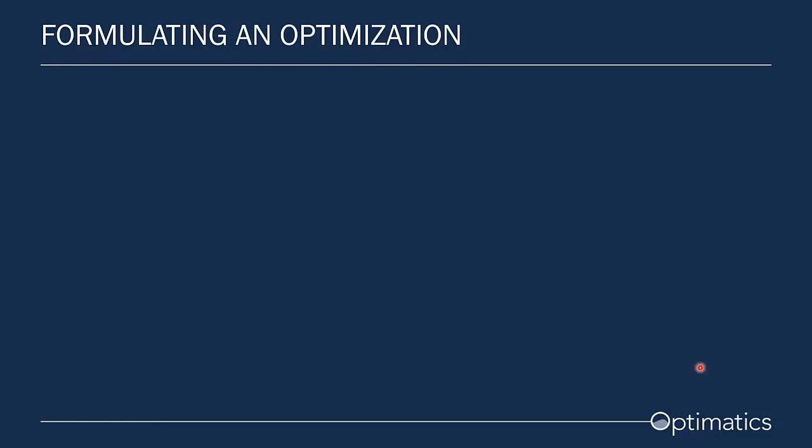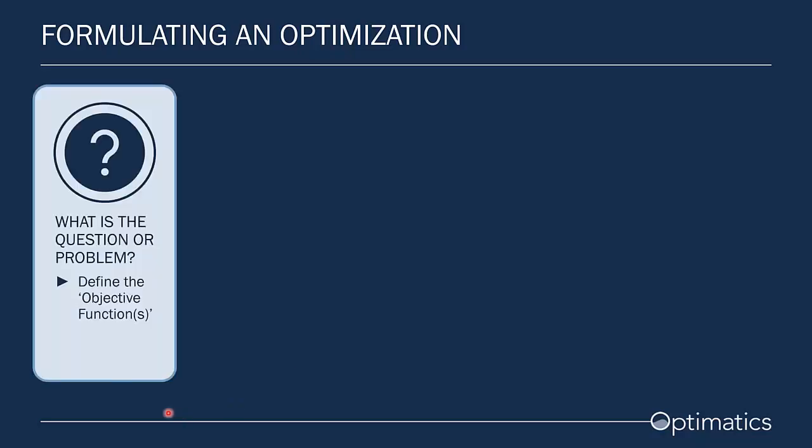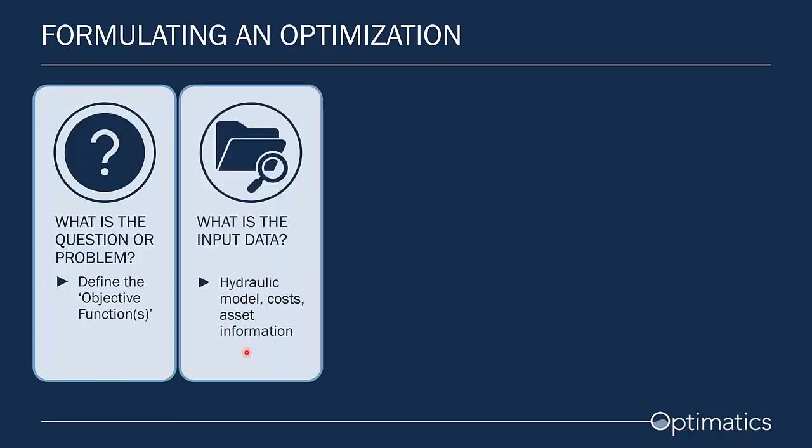So we have 5 steps we need to think about when formulating an optimization. The first step is, what is the question? What's the problem? This is an obvious one, but it is really important to define our problem statement up front and to really be clear on what we are optimizing here, what our objectives are. The second is our input data. So we need our hydraulic model, obviously, and cost data to support our options that we want to consider. There may be additional asset information we need to bring in to support that formulation. So we need to bring that input data together in Optimizer.